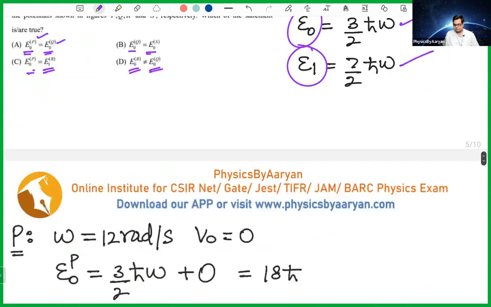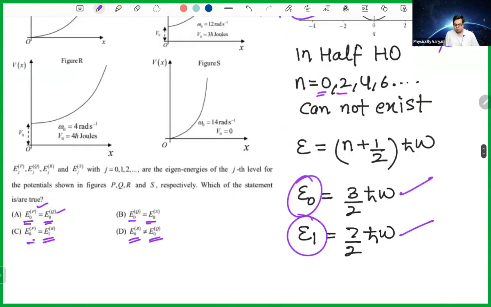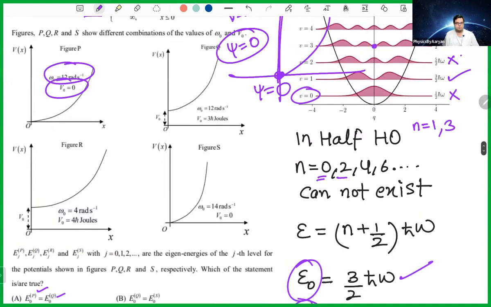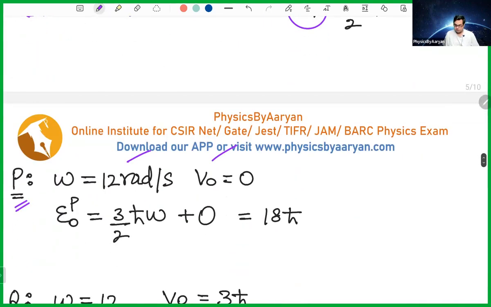So let's do that. First of all, we look at P. For P, omega is given to us, which is 12, and V naught is 0. And if I'm trying to find the ground state energy, it will not be h cut omega by 2. Ground state energy will be 3 h cut omega by 2 plus V naught. There is no V naught here, so plus 0. And omega is 12, so you get 18 h cut. So the ground state energy of P is 18 h cut.